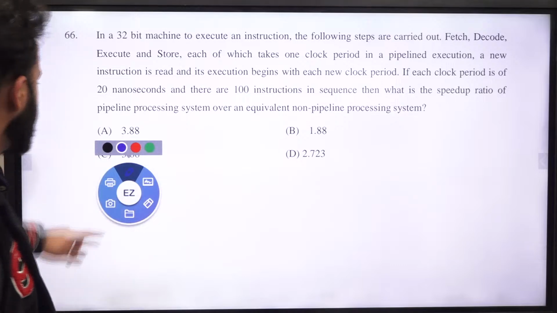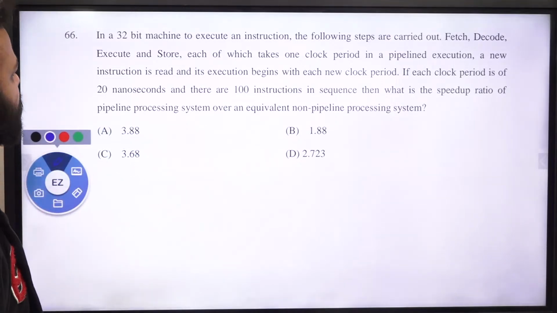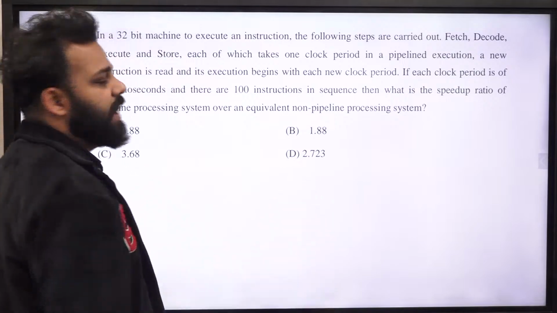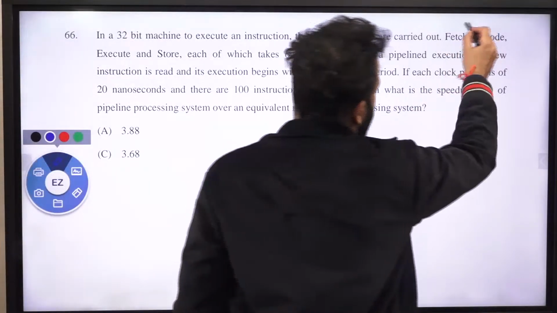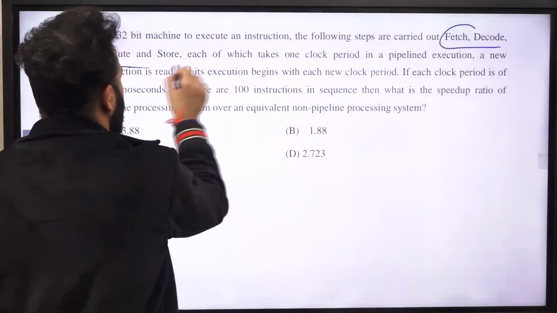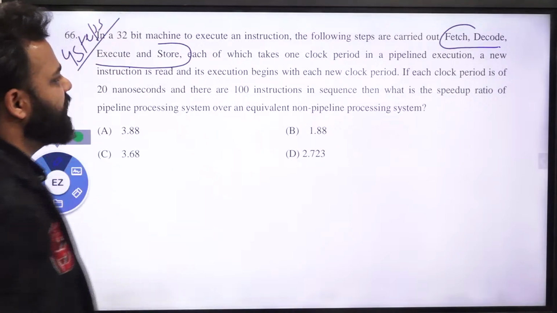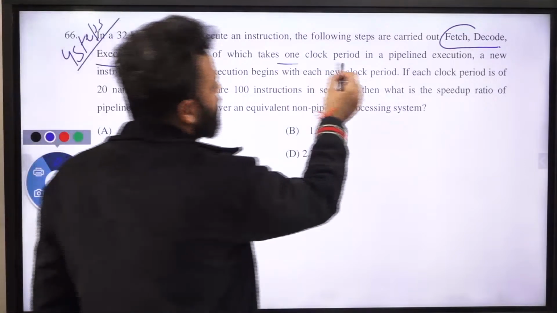Next is a 32-bit machine executing instructions. The following steps are carried out: fetch, decode, execute, and store. So this means there are 4 steps. Each step takes 1 clock period.